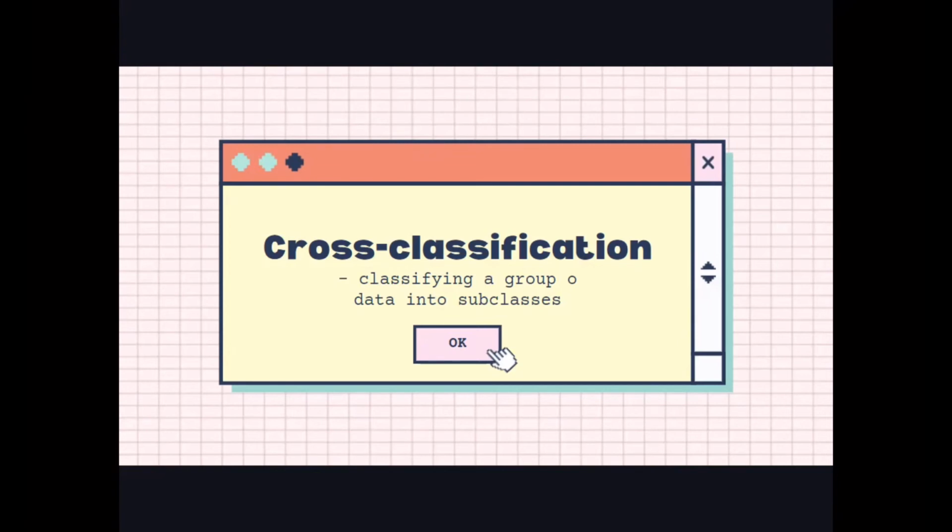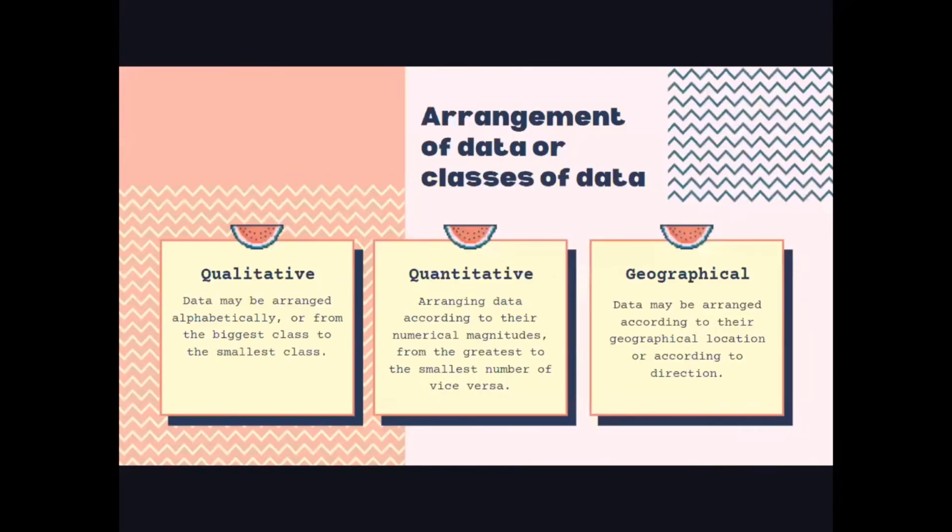Now let's proceed with the arrangement of data or classes of data. The bases of arrangement of data or groups of data are the same as those of classification. First, we have qualitative. Data may be arranged alphabetically, or from the biggest class to the smallest class, or listing the biggest country to the smallest one, or vice versa, or from the most important to the least important, or vice versa. Ranking of students according to brightness is qualitative arrangement.